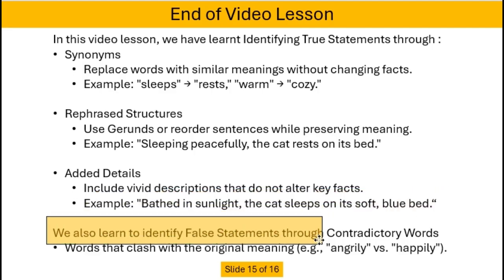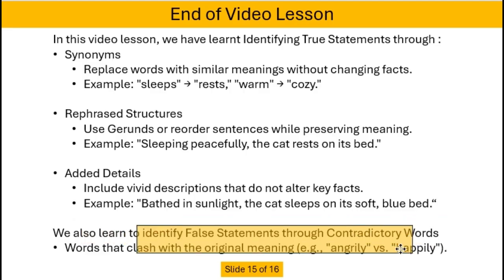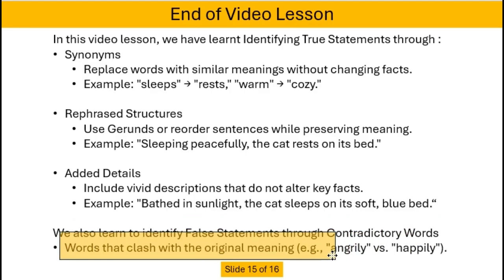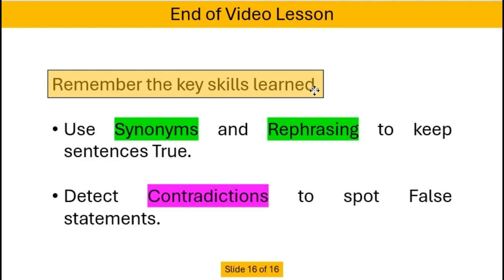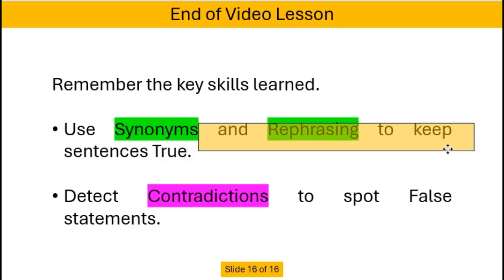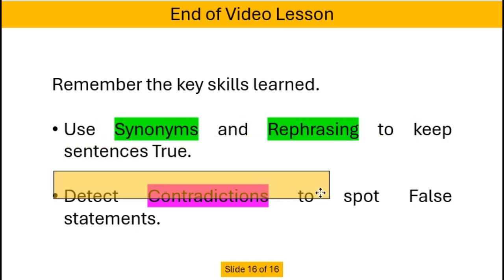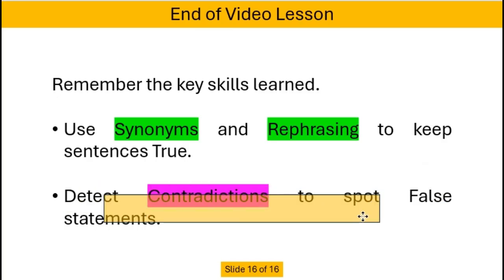We also learn to identify false statements through contradictory words. These are words that clash with the original meaning. For example, angrily versus happily. Remember the key skills learned. Use synonyms and rephrasing to keep sentences true. Detect contradictions to spot false statements.